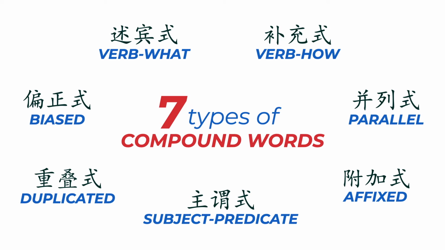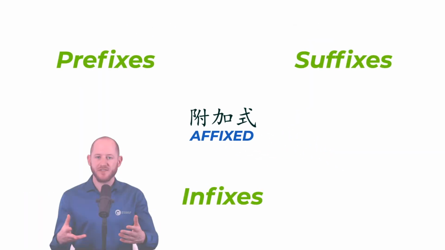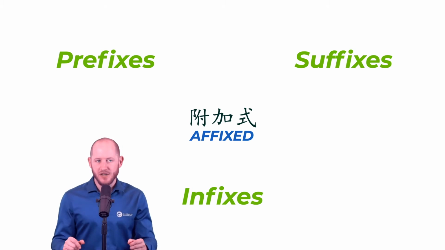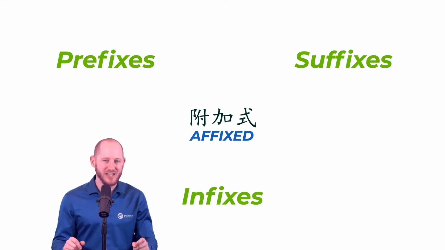The last, but certainly not least, part of our 8-part series on word structure is about affixed words. So this is essentially prefixes, suffixes, and infixes. And there's a way to understand these. We all know prefixes and suffixes. Sometimes people haven't heard of infixes.